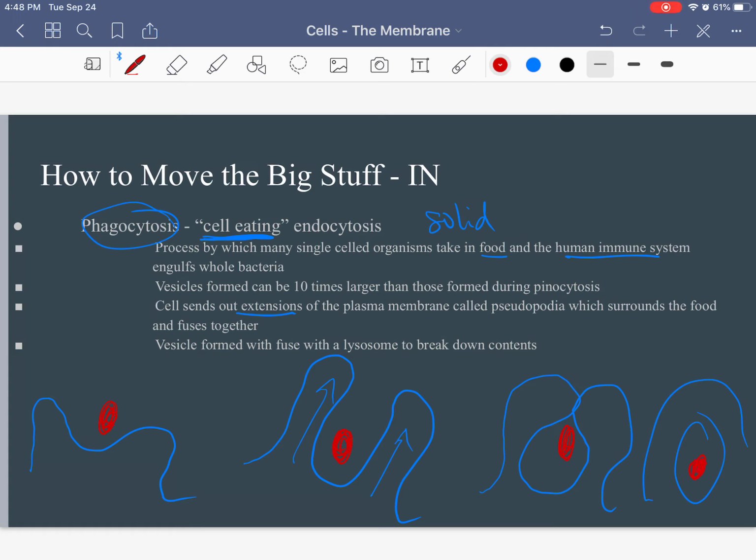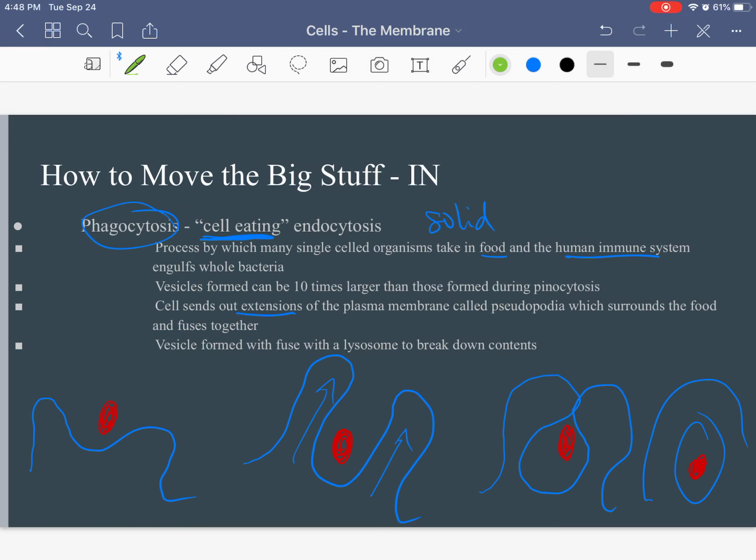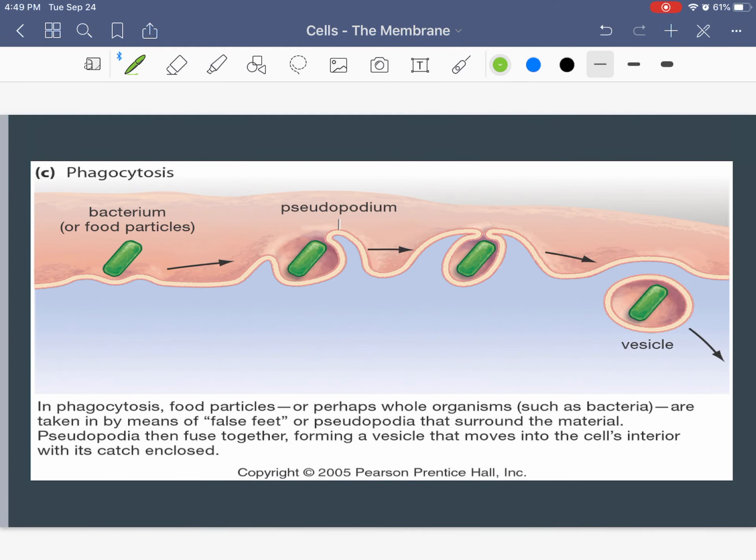Okay. The vesicle formed will then fuse with a lysosome. So let's get ourselves a lysosome over here. Fuse to a lysosome, and that lysosome, if you remember, has enzymes in it. And those enzymes are going to go into the cell, and those enzymes will break down whatever it is that we just digested, so that the cell can then take those parts and use them as it needs.